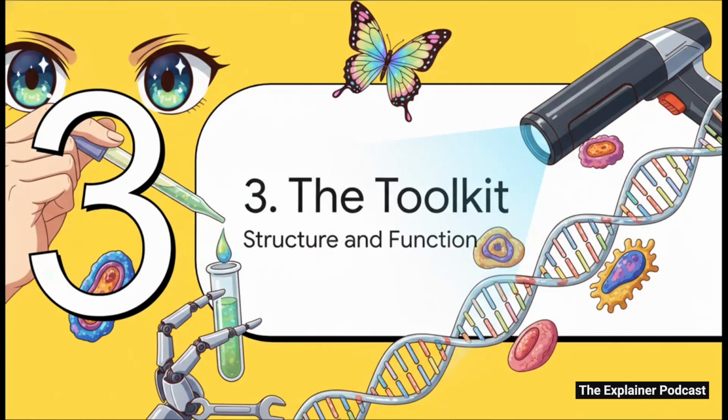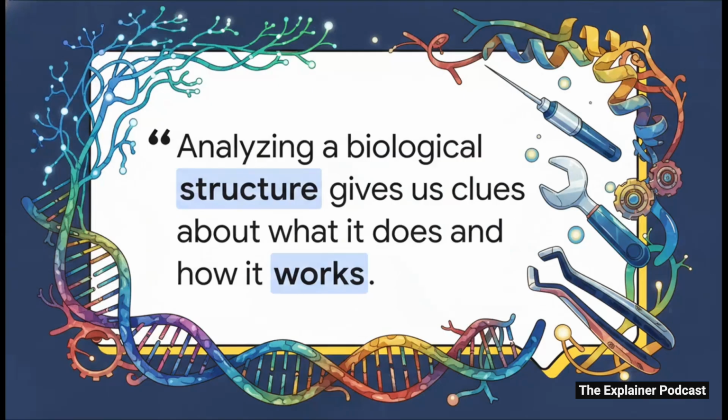Now that we've got the code, let's look at the actual tools it creates. Our third theme is the toolkit. And this is a really elegant idea. In biology, the way something is shaped is directly related to the job it has to do. In other words, form follows function. Right, so the key thing here is that you can learn a ton just by looking. If you analyze a structure, you can make a really good guess about its function. And the other way around, if you know what something does, you can understand why it's built the way it is. It's like having the absolute perfect tool for every single job.